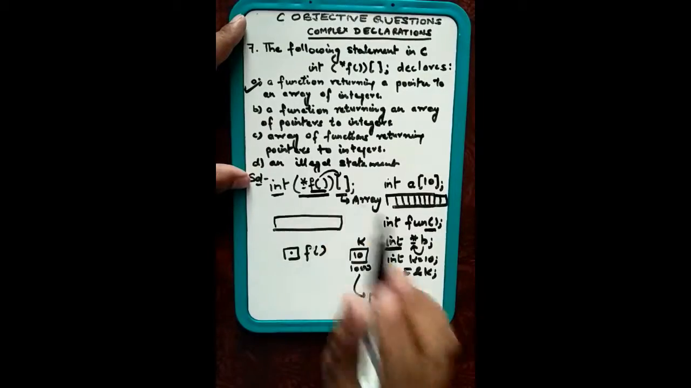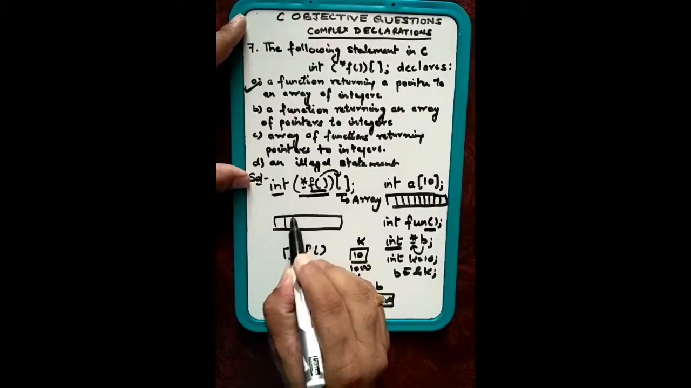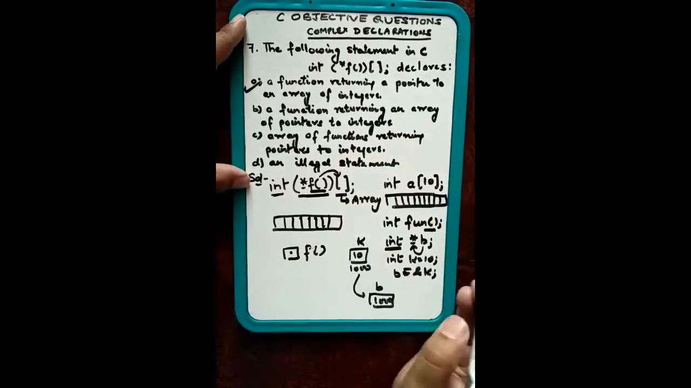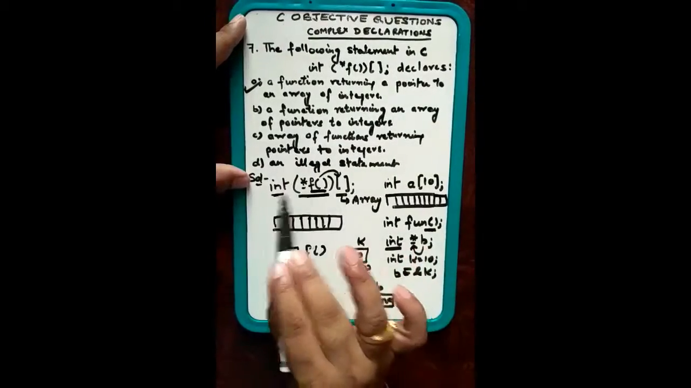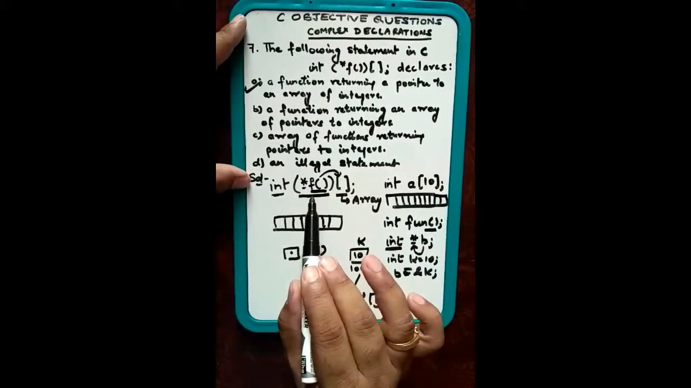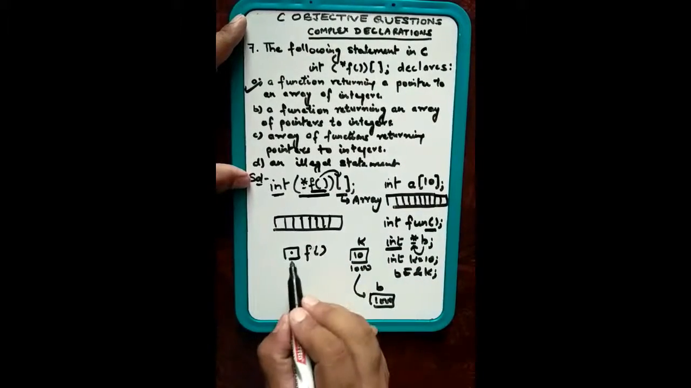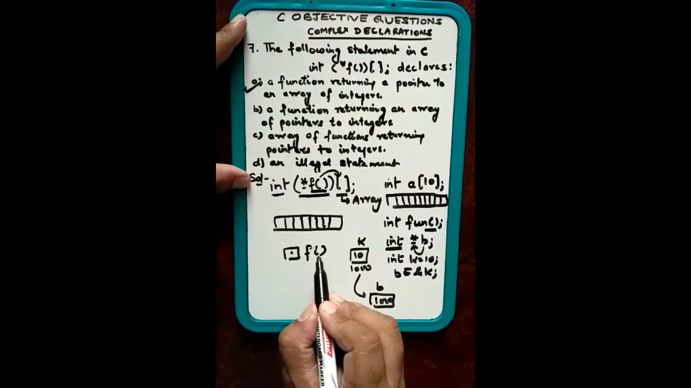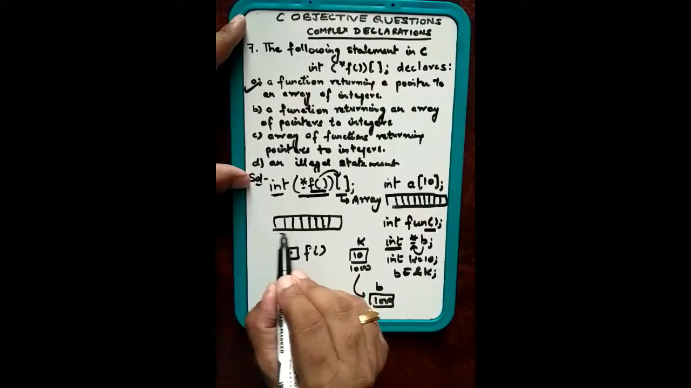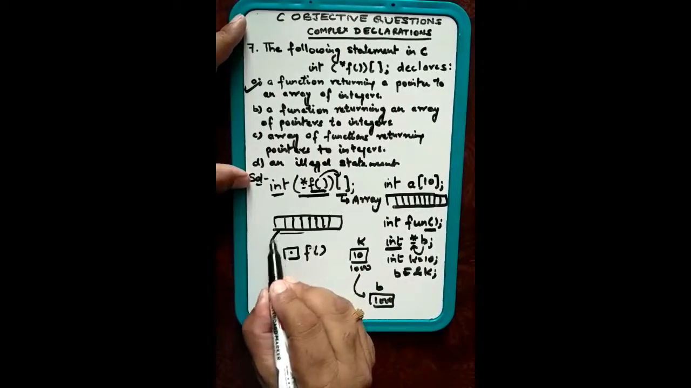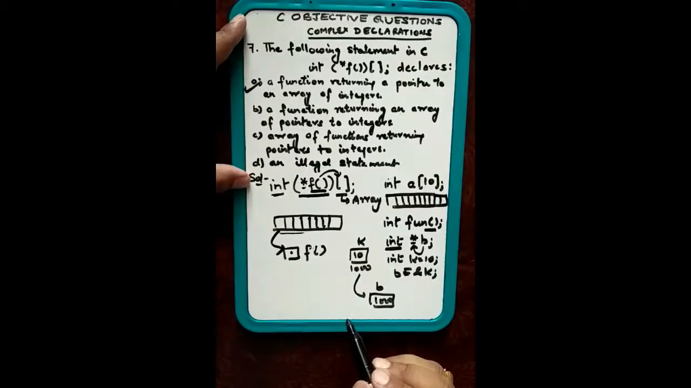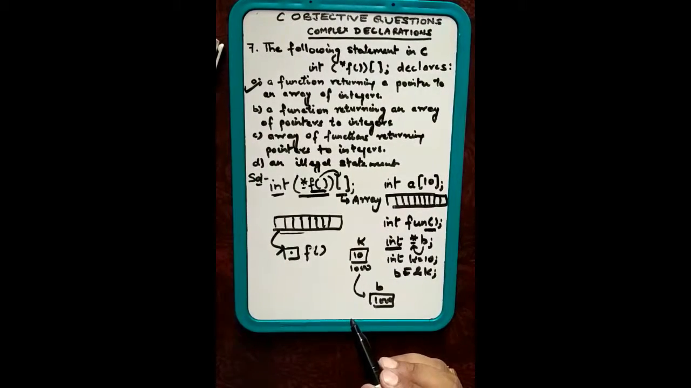How many elements are there? It can be any number of elements of an array containing integer elements, or array of integers. That is, f is going to return an address of an integer array. That is, its base address will be returned by this particular function. Okay, got the statement clear?